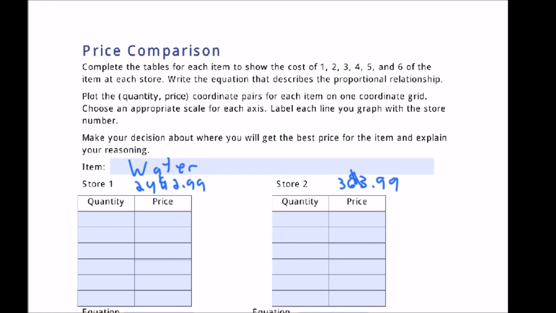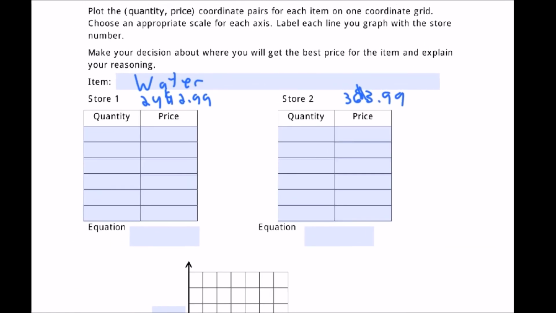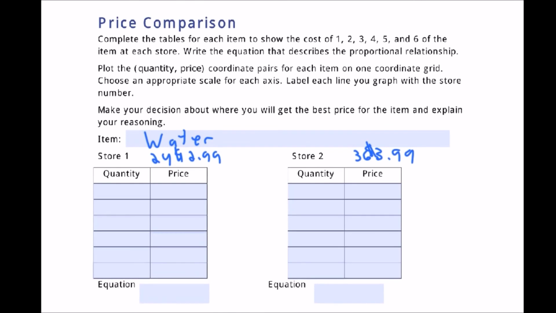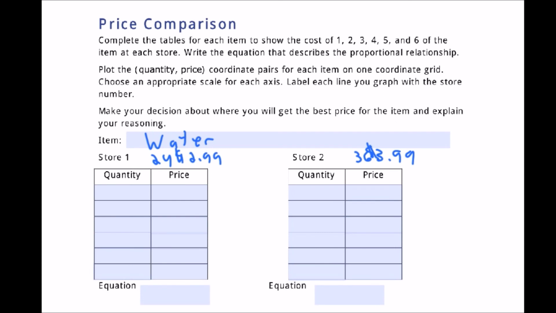Alright, so now I can go down here and I'm going to start filling in this chart. Now it says to write the equation that describes a proportional relationship. So what you want to do is just take that original thing you did and turn it into an equation. So 36 waters equals $3.99. 24 waters equals $2.99. So you can take that equation and solve for W, in this case, my waters, to find the unit price.